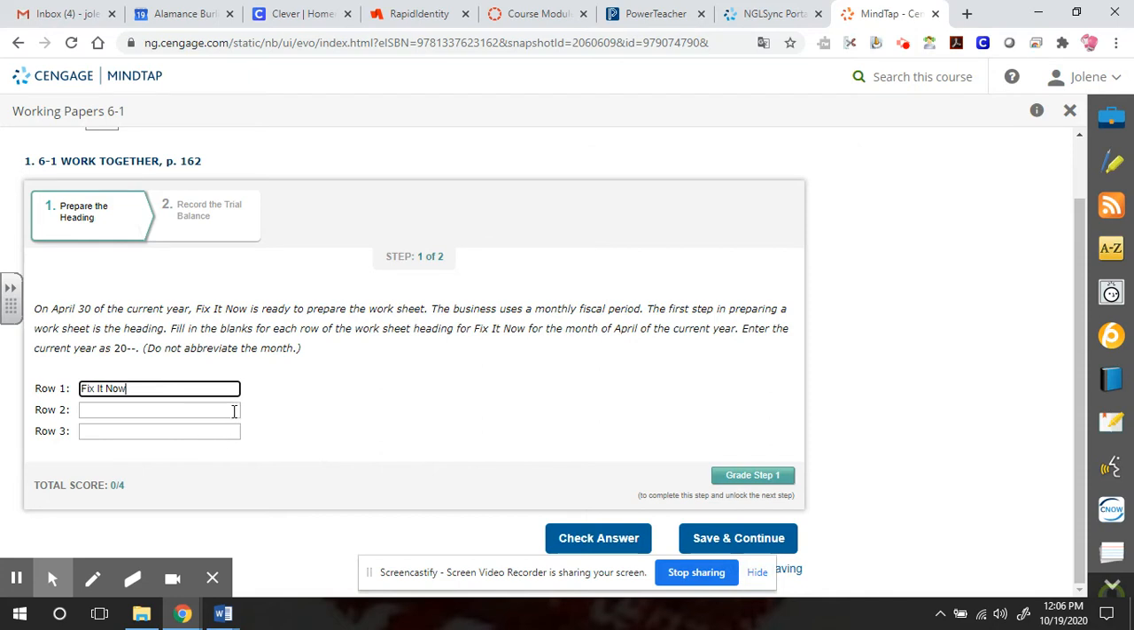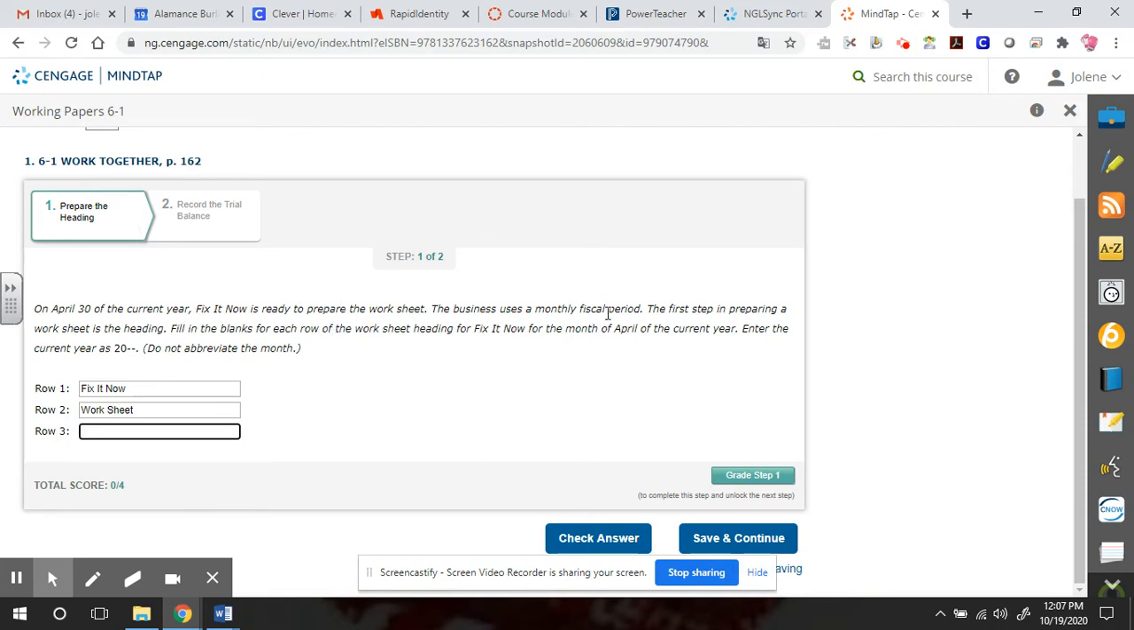Name of the business is on the first line. The second line is always the name of the document that you're making. In this case, it's a worksheet, and that's capitalized. The name of the company is capitalized as well. The third row is always the date. Right here on the screen, it says enter the current date as 20 but it tells us April 30th, of the current year, they're ready to do their worksheet.